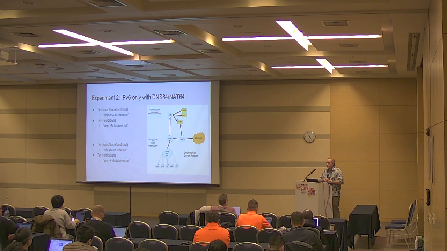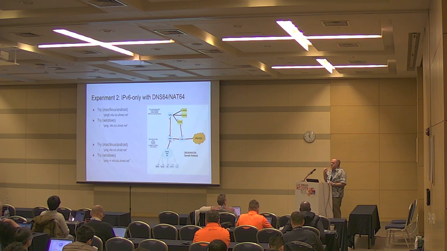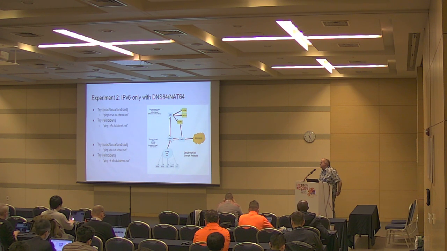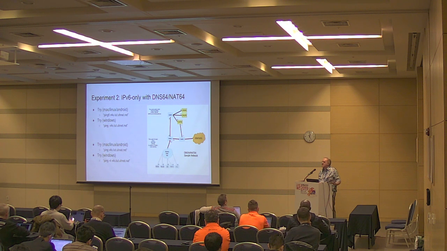Oh, I'm not doing CLAT yet. I'm only doing NAT64, yes. But that shows that that will not work. Exactly. So you could ping 8.8.8.8 or 1.1.1.1, or 9.9.9.9, or 8.8.4.4. So everybody, recite your Google name servers from memory.